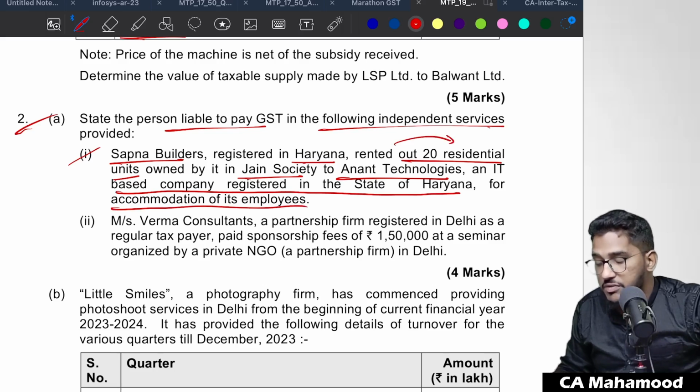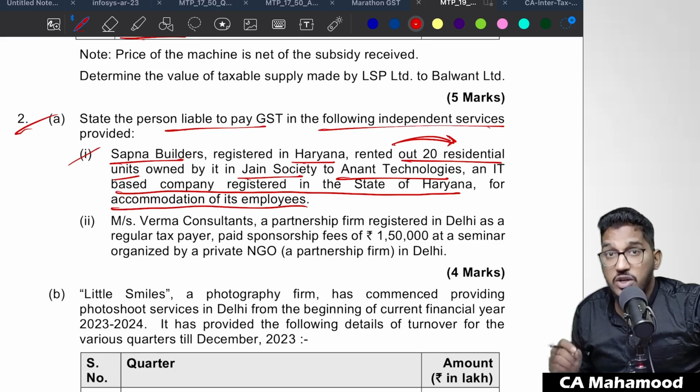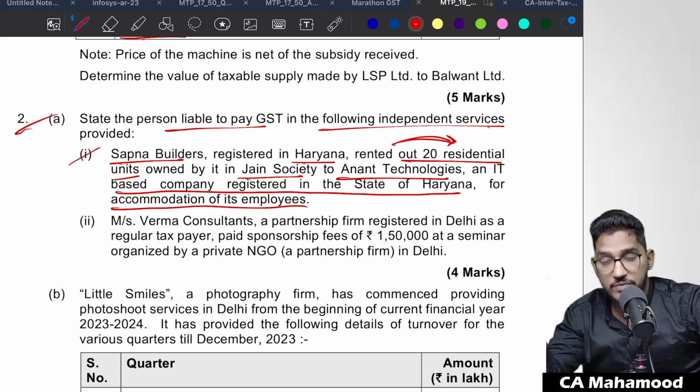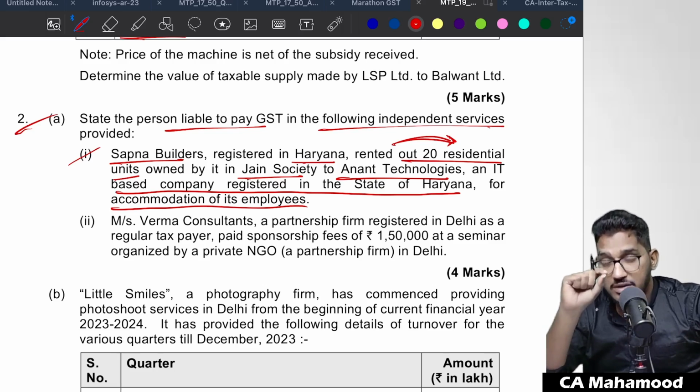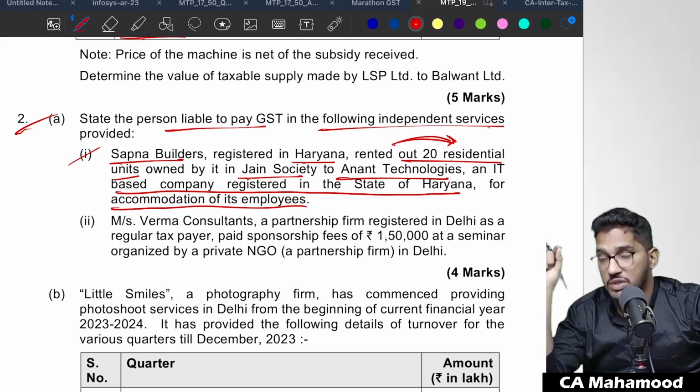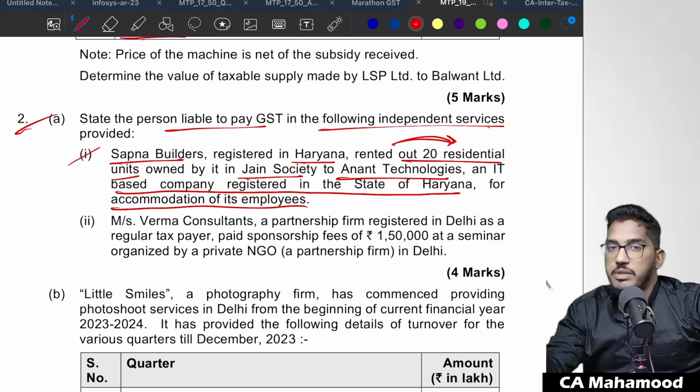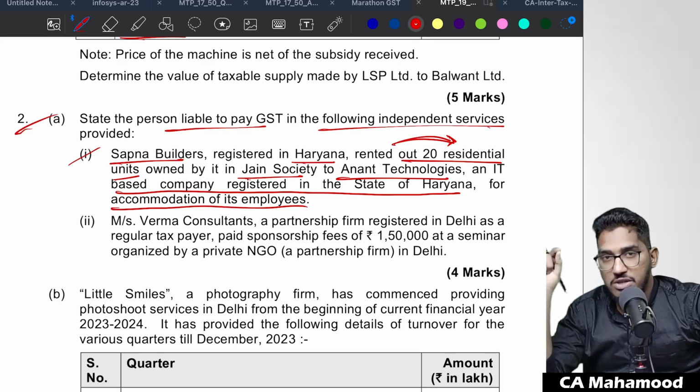See, renting of residential dwelling is happening, but that renting of residential dwelling is happening for other than residential purposes. You are giving that residential property on rent to a company. The company will use it for providing accommodation to its employees. That means you are actually giving that residential dwelling for commercial purposes to the company. The company will use it for whatever purposes they want, but you have given that residential dwelling for commercial purposes. So now, will that be exempted or will GST come?